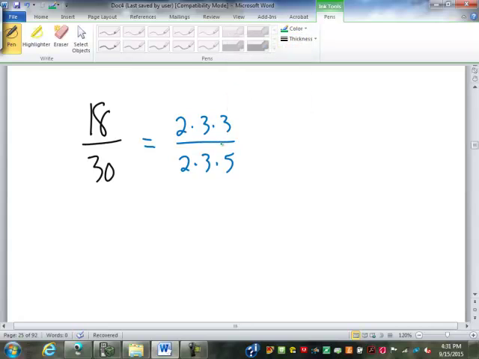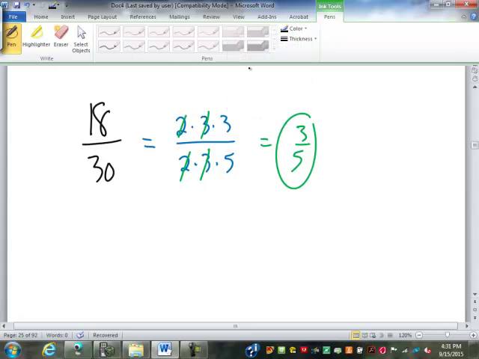18 factors into 2 times 3 times 3. 30 factors into 2 times 3 times 5. We can cancel out a 2 and a 3, leaving us with just 3 over 5. 18 over 30, both could be divided by 6 if you wanted to, which is the same as 2 times 3.